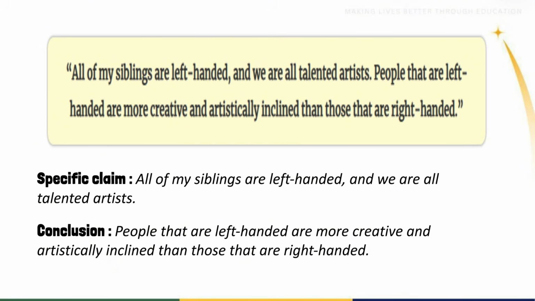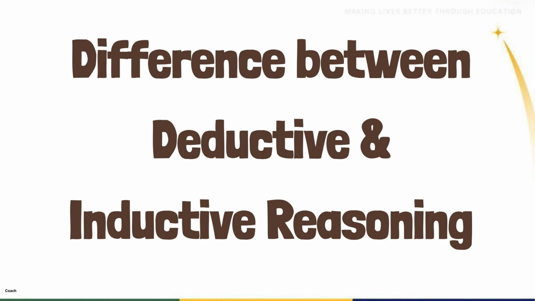So an important reminder, this type of reasoning is based on observations. So the general conclusion is not necessarily true in every situation. Now that we understand both types of reasoning, let's compare them. The main question you should ask yourself is, where did the reasoning start? Did it start with a general rule? Or did it start with a specific observation?